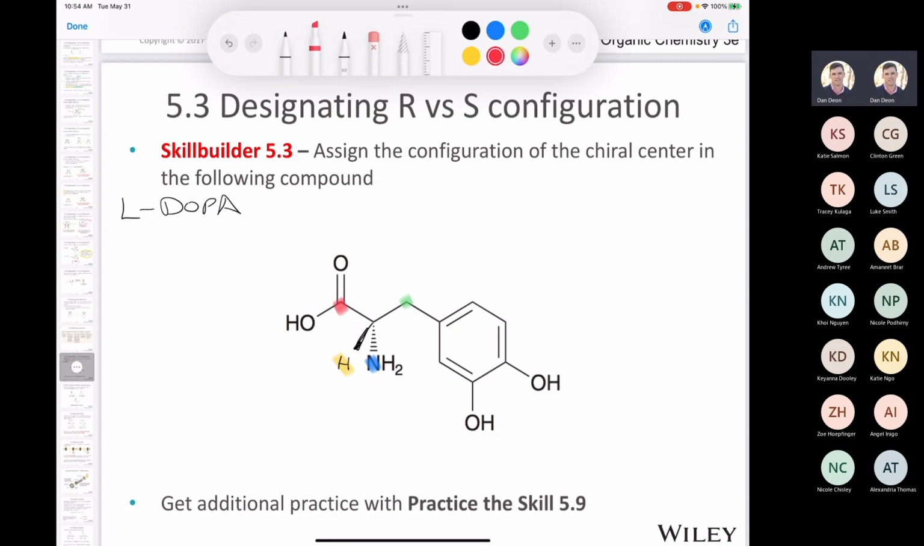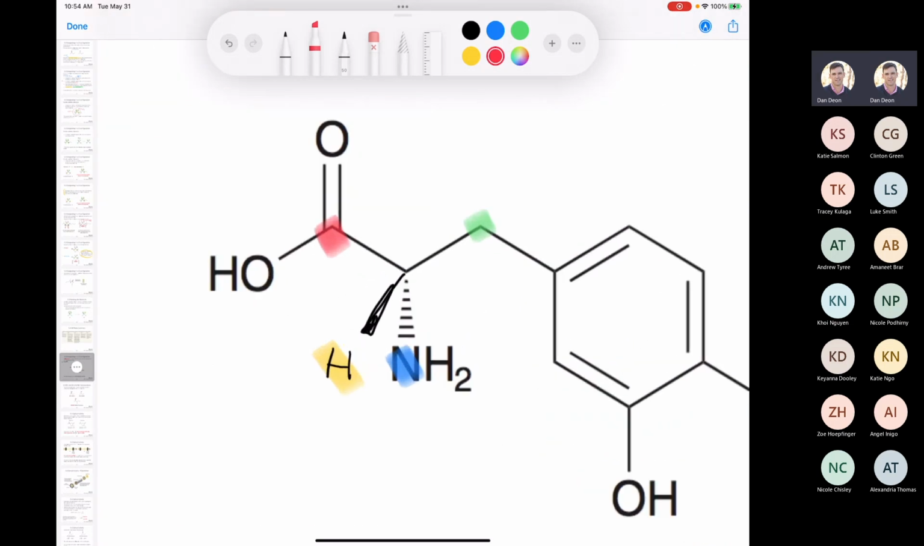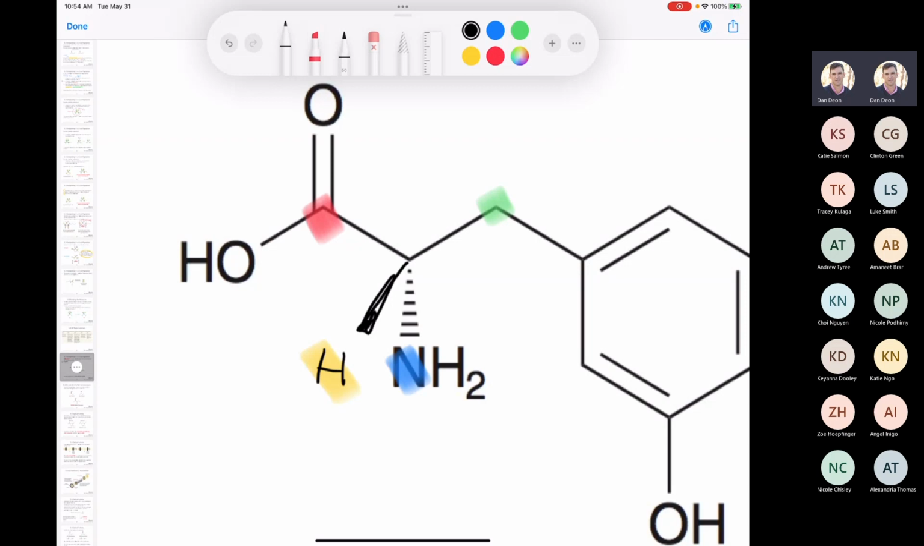Yeah, there's oxygen in the molecule, but that's not one of the atoms directly attached to the chiral center, right? Here's the chiral center. Here we have a carbon. Here we have a carbon. Here we have a nitrogen and a hydrogen. We only look at the atoms that are directly attached to it. The nitrogen has the highest priority, so this is going to be number 1, and the hydrogen is going to be the lowest.